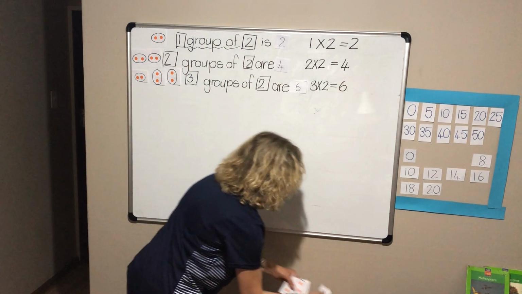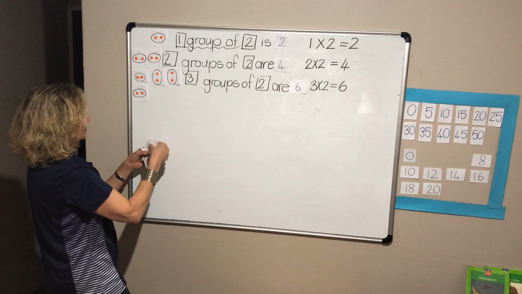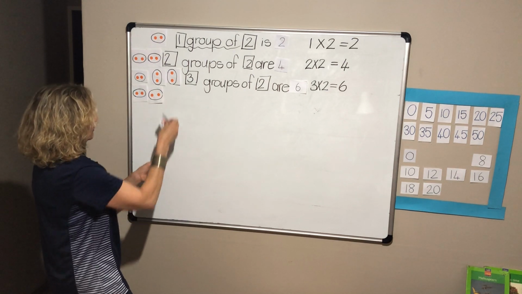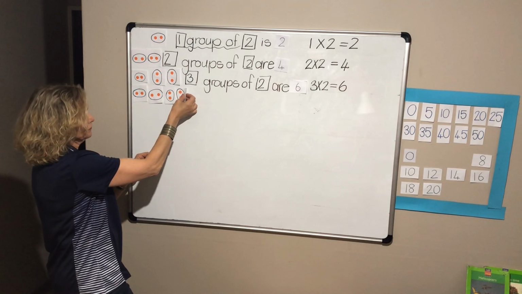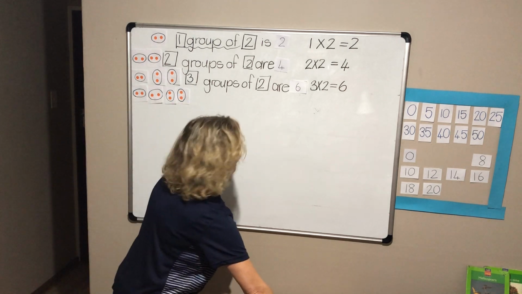Now let's look at the next. 1, 2, 3, 4 groups of 2. And let's do it.